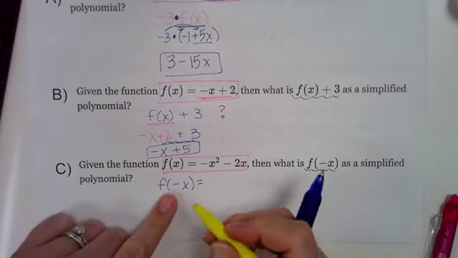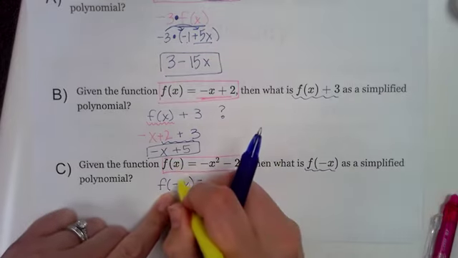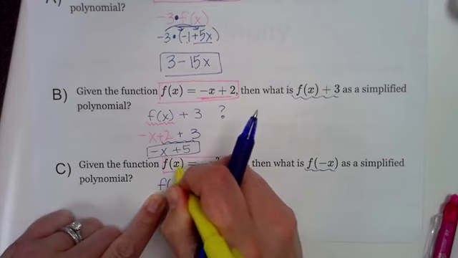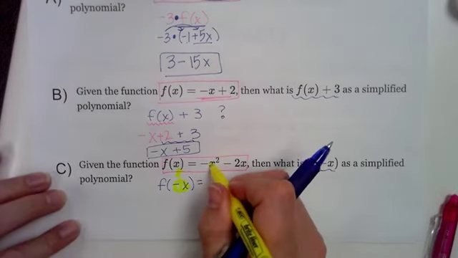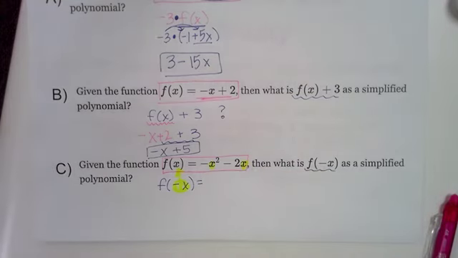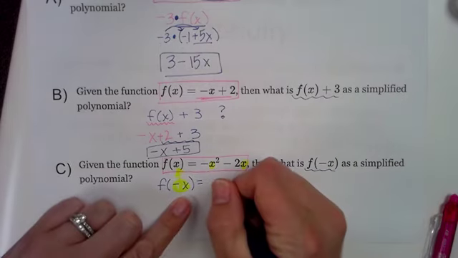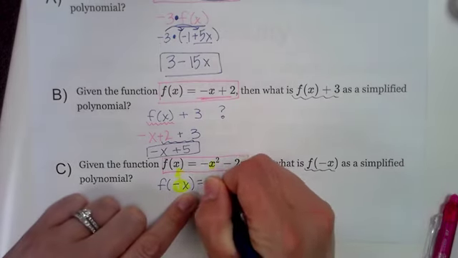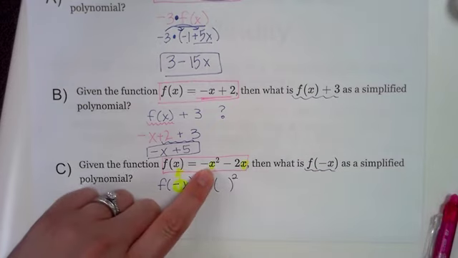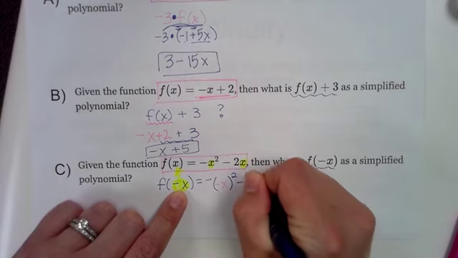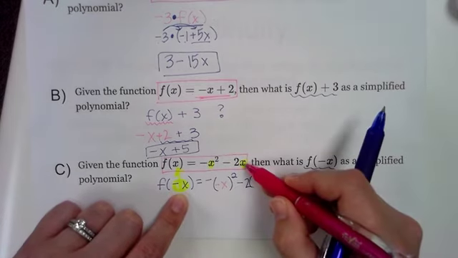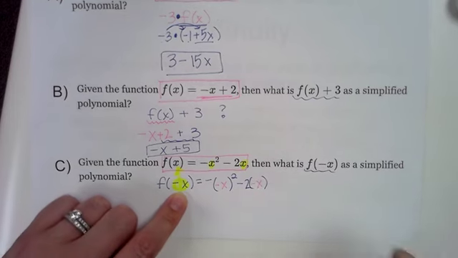So just like before, we aren't using x this time. They want us to replace x with negative x. So everywhere that you see an x, we want to replace that x with negative x. So instead of replacing it with a 4 or a 3 or a negative 2, we're replacing it just with negative x. So we have here a negative out in front. Instead of x, I'm going to pop in negative x. Then I have a subtract 2. And again, instead of the x, I'm going to use negative x.